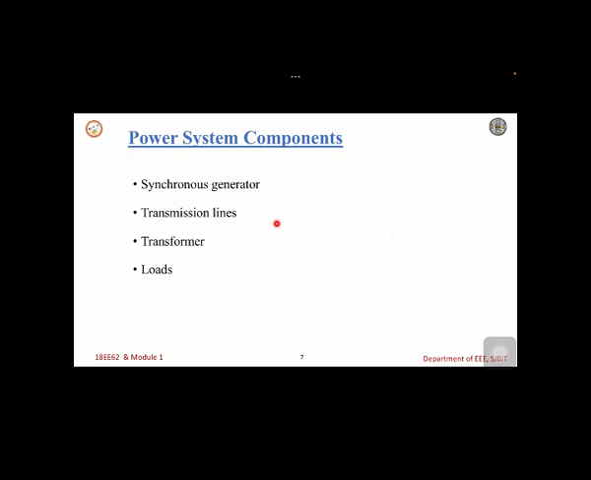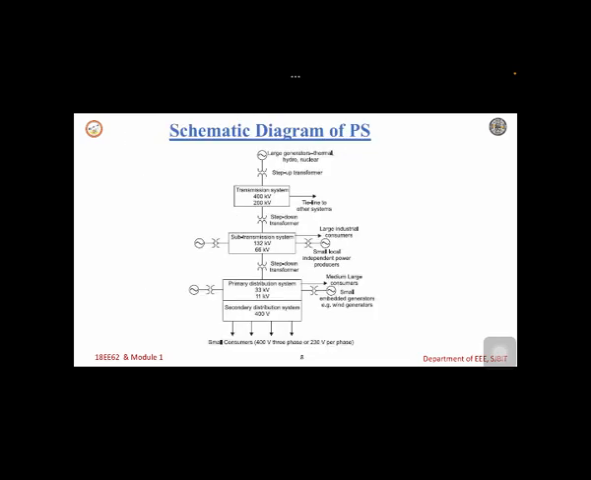Next, we will see what the different power system components are. The major power system components we have are the synchronous generator, transmission lines, transformer and the load. Next, we will see the schematic diagram of the power system. The pictorial representation of the structure of the power system you have seen here, the block diagram representation of the same is conveyed in this slide.